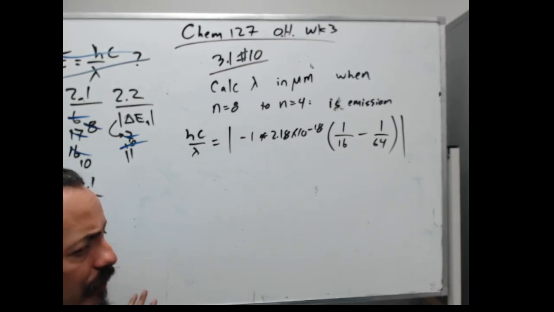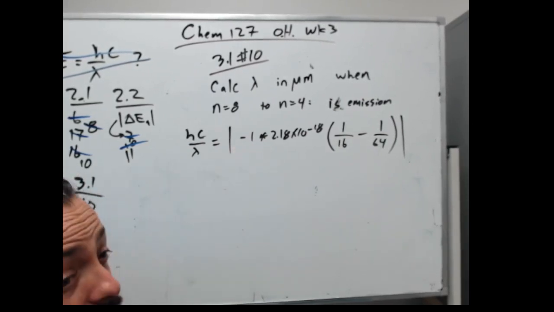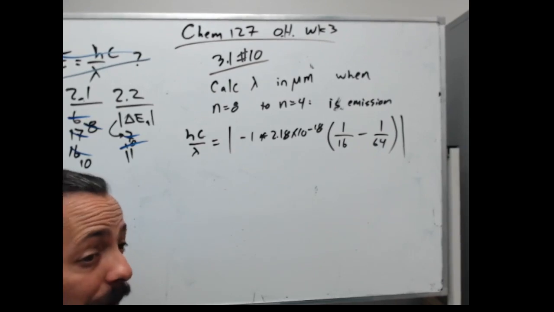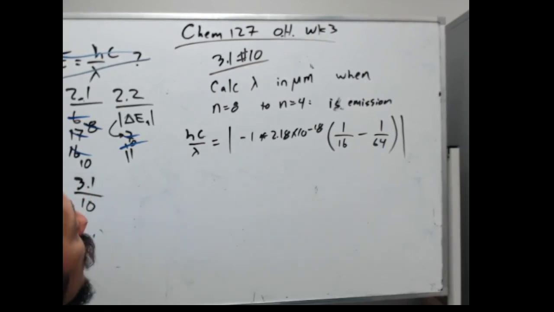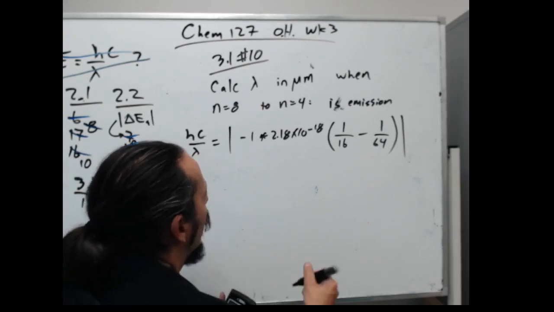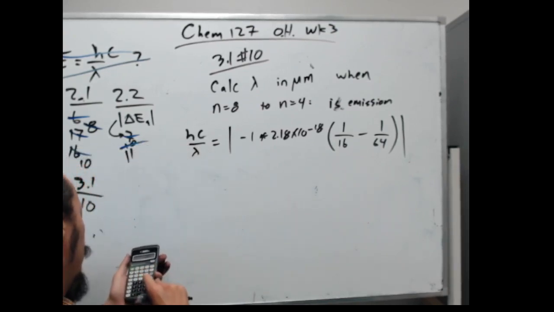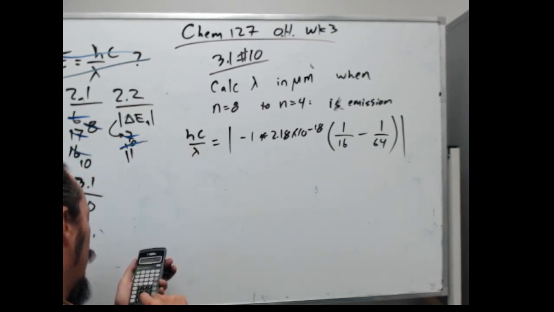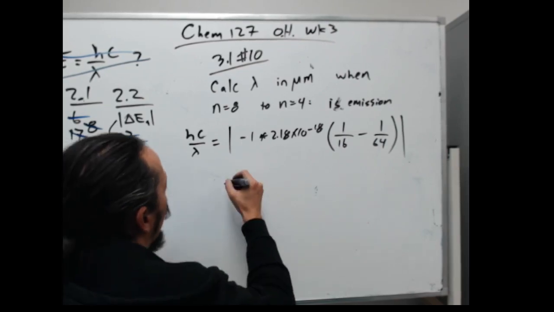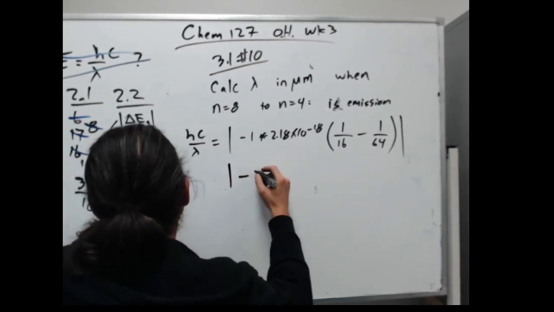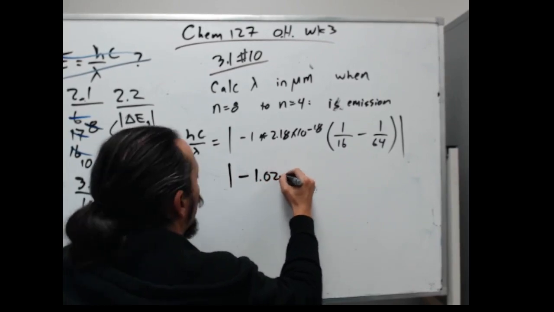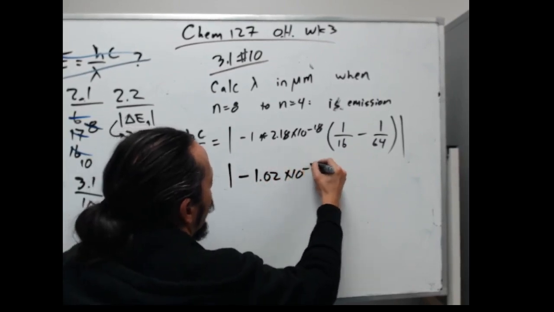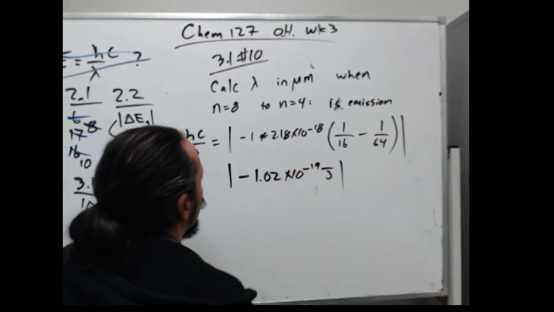And rather than having 2 versions of the equation, I just like working with this one every time, and then I don't get mixed up in my logic and everything. So I do 1/16 minus 1/64 times 2.18 times 10 to the minus 18. And I get absolute value of -1.02 times 10 to the minus 19 joules.